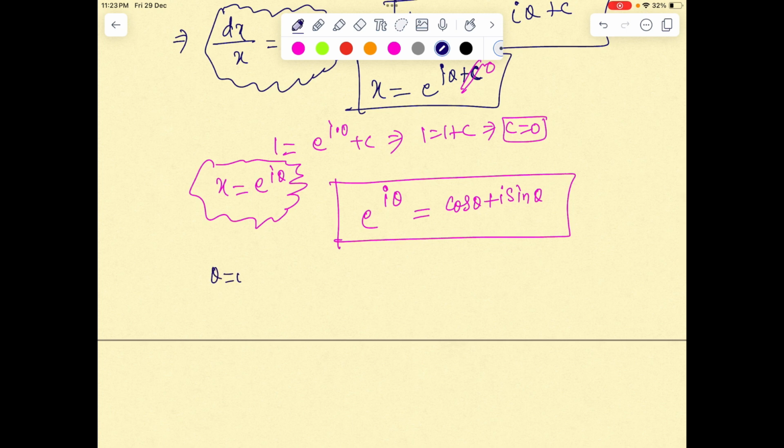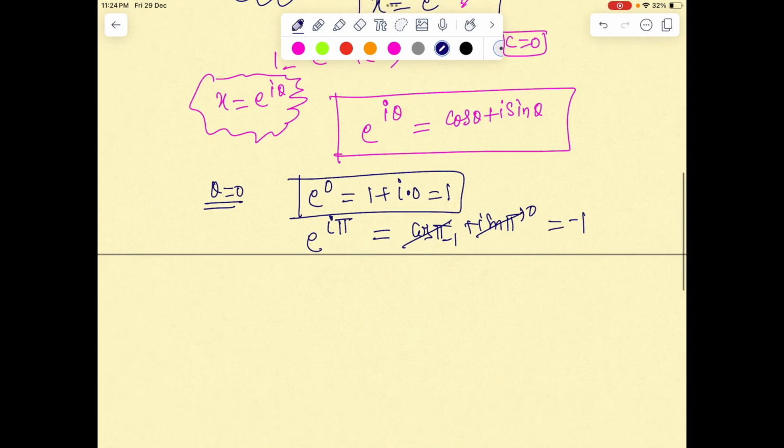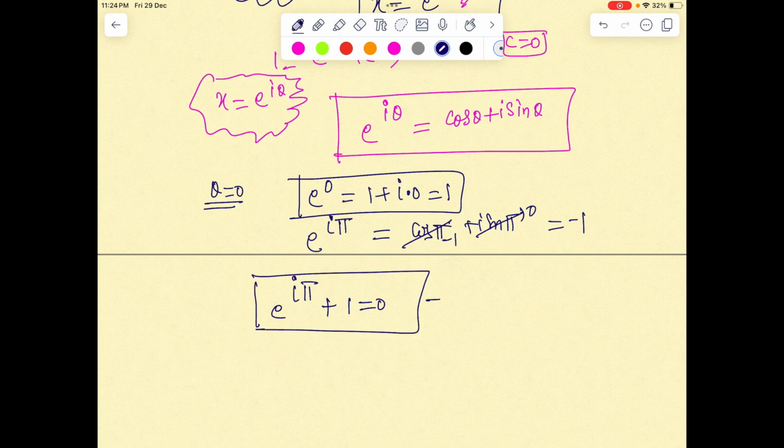With this discovery, let's play a bit. So for theta equals 0, we have e to the power 0 is 1 plus i times 0, which is 1, which clearly makes sense. If we keep theta equals, let's say, pi, then we'll have e to the power i pi equals cos pi plus i sin pi, which gives 0 for the sine part, and cos pi is minus 1, which is negative 1. So what we are getting, e to the power i pi is minus 1. It means e to the power i pi plus 1 equals 0.